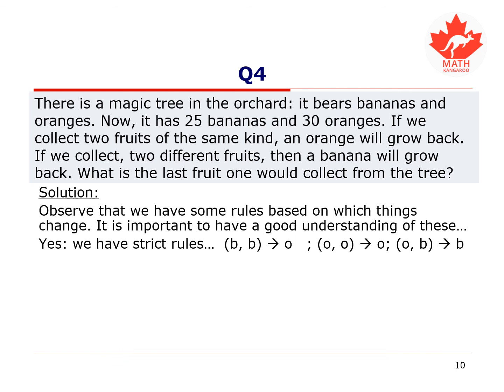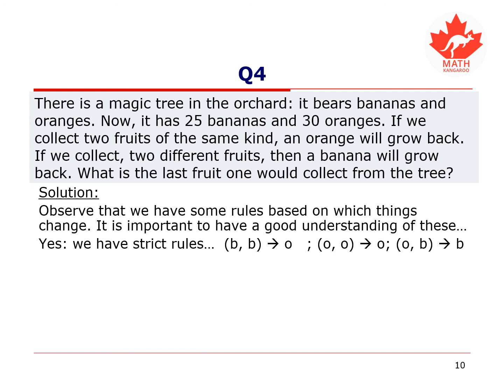I know that if I collect a banana and a banana, I get an orange back from the mutant tree. If I collect an orange and an orange, an orange will grow back, and an orange and a banana will result in a banana. This is a strange tree, but it's very mathematical. One thing that I'm noticing is that the total number of fruits is going to decrease by 1. I'm always collecting 2 fruits and having 1 grow back. So it does actually make sense to ask what the last fruit will be.